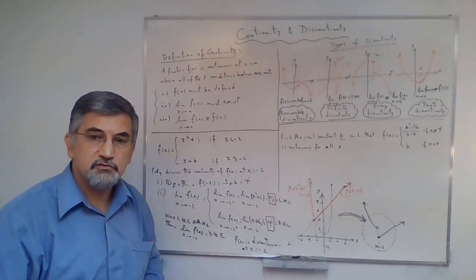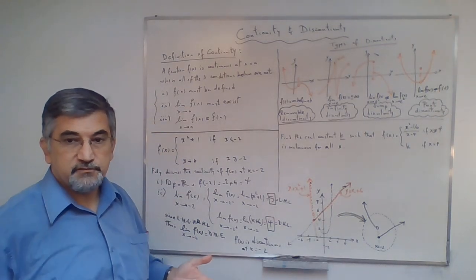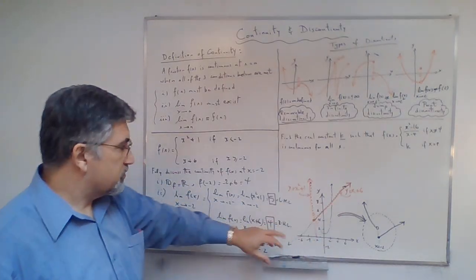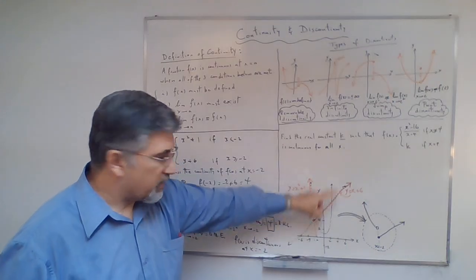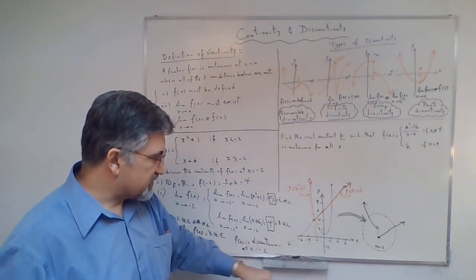Is this function continuous? No, it is not continuous. The third condition, we don't even bother checking it, okay? Just to show you a visual, this is the graph of this piecewise defined function. We have the parabola y equals x squared plus 1. We have the linear function, the straight line y equals x plus 6.